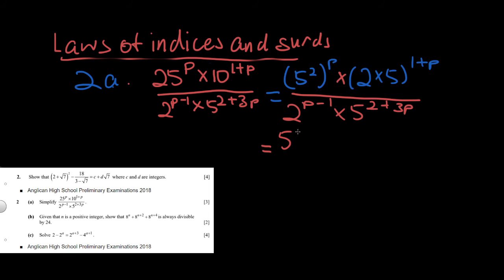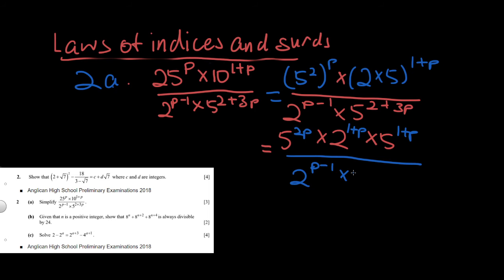You can know that 2 to the p times 2 times 5 to the p, so 1 plus p, you can expand this out: 2 to the 1 plus p times 5 to the 1 plus p, over 2 to the p minus 1 times 5 times 2 to the 3p. Quite simple.